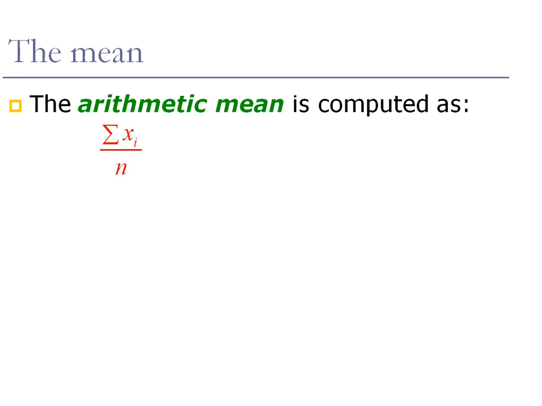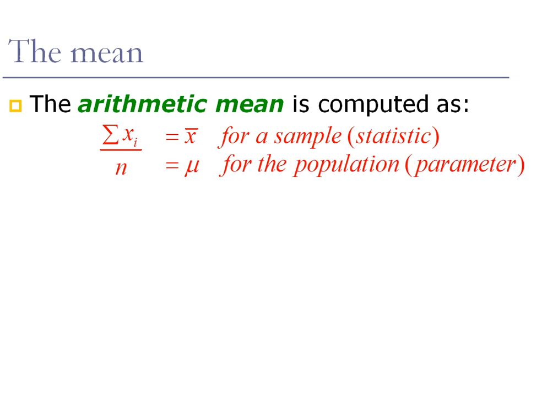Now, there are two special symbols that are used to characterize the arithmetic mean. One is an X with a bar on top, pronounced, not surprisingly, X bar, and that is the symbol that we're going to use when this mean comes from a sample. So in other words, when we're dealing with this as a statistic. However, sometimes, very rarely, we may be able to get the mean for the whole population, in which case we're dealing with this as a parameter.